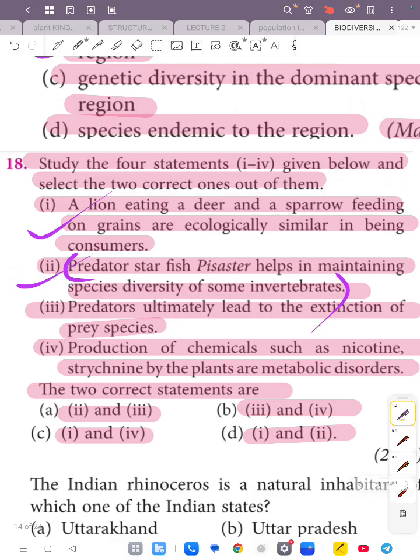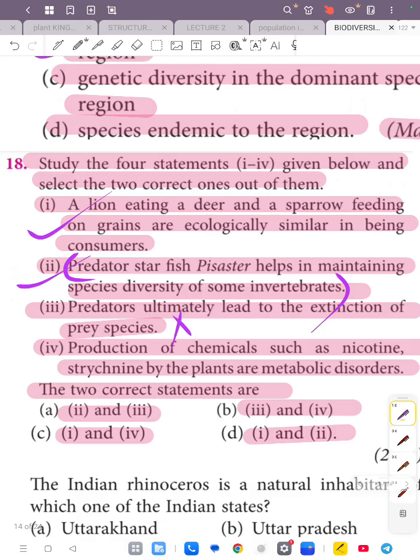Option number three, that predators ultimately lead to the extinction of prey species. That's incorrect because NCERT also speaks about how predators are prudent in nature. Prudent means they're wise enough to know that if they overexploit the prey and the prey gets extinct, eventually they might also get extinct because if the food ends, what will they eat, right? So that will lead to the extinction of the predator only. So predators would never do that, right? So predators ultimately lead to the extinction of the prey species is incorrect.